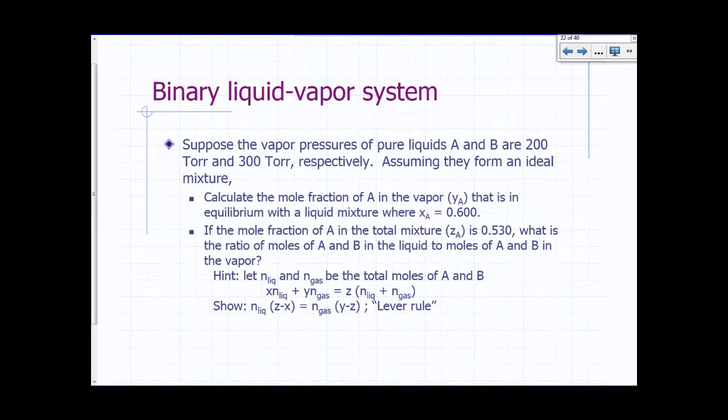So let's now take a look at the consequences of ideal mixing on the equilibrium between a binary liquid and the gas above it. Imagine you have a mixture of two volatile liquids, A and B, and let's say the vapor pressure of pure A is 200 torr and the vapor pressure of pure B is 300 torr. That's an example. Let's assume they form an ideal mixture. What would be the mole fraction of A in the vapor, in equilibrium with the liquid mixture, if the mole fraction of A in the liquid mixture is 0.6?